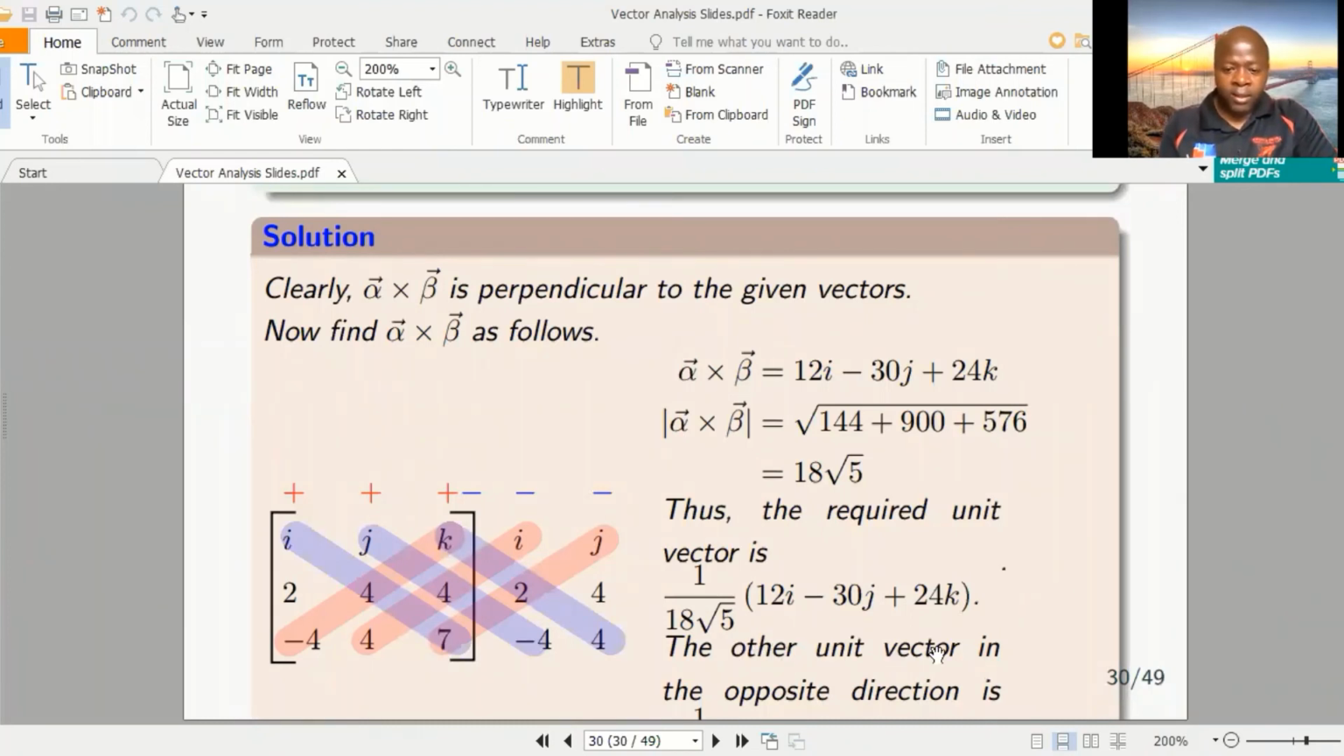The other unit vector that is perpendicular to these vectors will be the one in the opposite direction to this. So the unit vectors here are plus or minus of this. Positive of this and negative of this are both unit vectors that are perpendicular to the two given vectors.